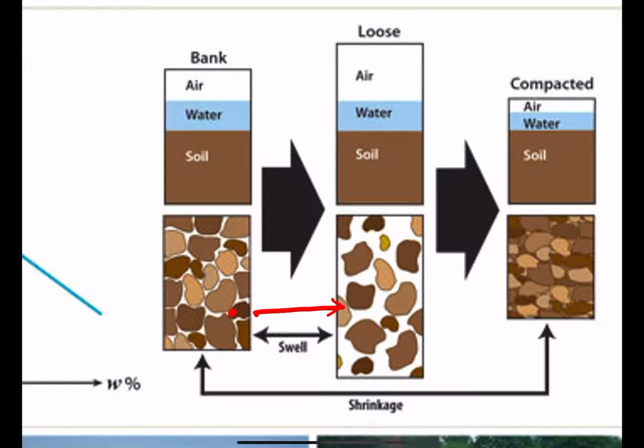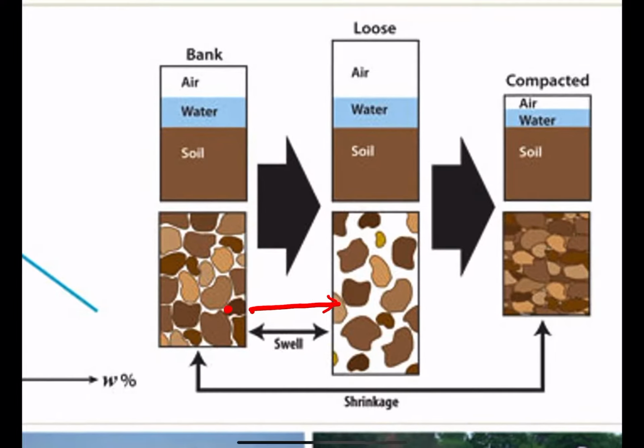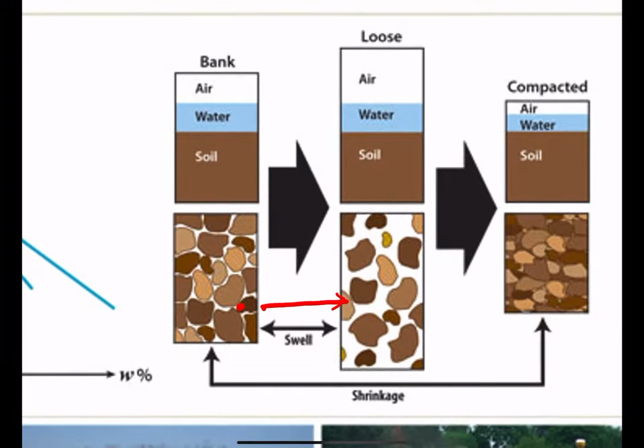Okay, and then when we put that loose condition in the site, compacted, the air reduces, the soil remains unchanged, right? The solid soil remains, the volume of the air reduces, so that the volume at the end of the compacted condition is less than the volume at the bank condition, and that change we call shrinkage. And as you can see in this graphic, shrinkage is changing between the bank and the compacted, not between the loose and compacted. Keep that in mind.